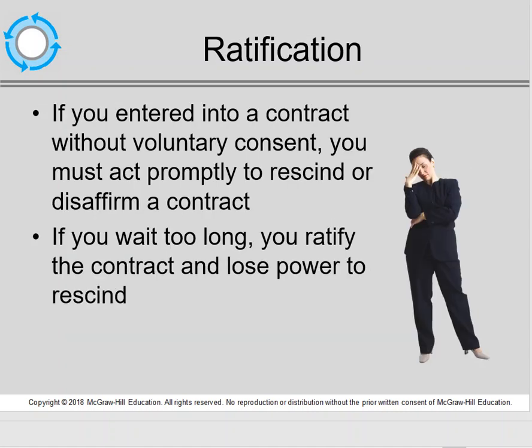Finally, one must be careful about ratification here, because if you entered into a contract without voluntary consent, you must act promptly to rescind or disaffirm the contract. If you wait too long to either rescind or disaffirm the contract, in essence, you ratify or agree to the contract and lose the power to rescind the contract.